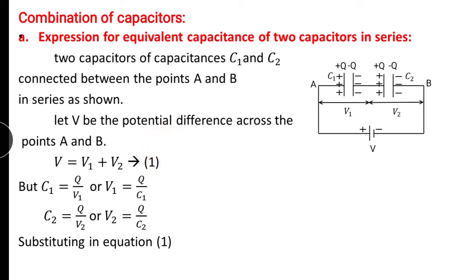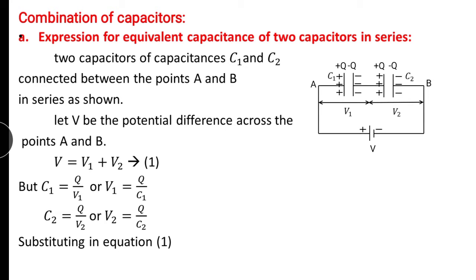For the series combination of capacitors, the charge on each capacitor remains the same. So we can write C1 is equal to Q by V1, which implies V1 is equal to Q by C1. We know that capacitance is equal to charge divided by potential, and the charge on each capacitor is Q, therefore C1 is Q by V1. So we get V1 is equal to Q by C1, then C2 is equal to Q by V2, or we can write V2 as Q divided by C2. So now we have the values of V1 and V2.